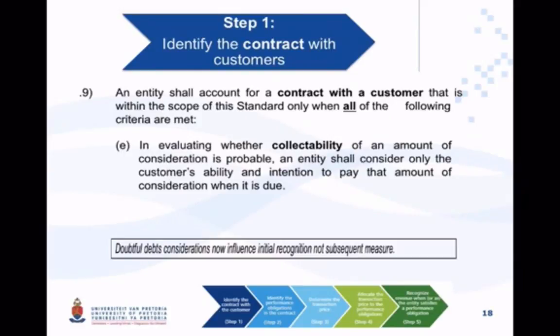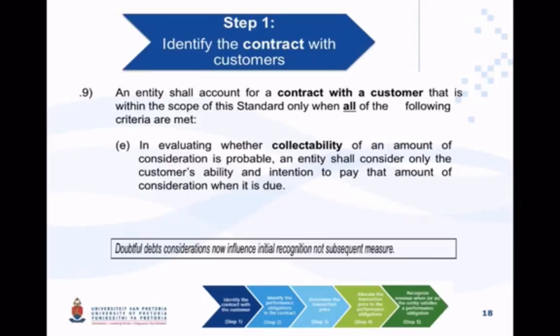The final requirement, and remember you have to meet all 5 of these requirements to have a contract with a customer in terms of IFRS 15, which is your starting point to account for revenue. The final one is interesting. In the previous versions of accounting standards for revenue, one would recognize revenue and later on consider whether there needs to be a doubtful debts provision or allowance for credit losses. Collectability has now been moved right into the first step in the accounting decision-making process.